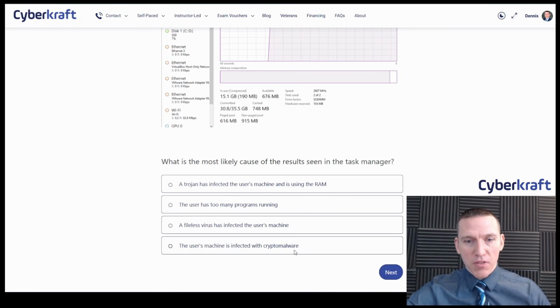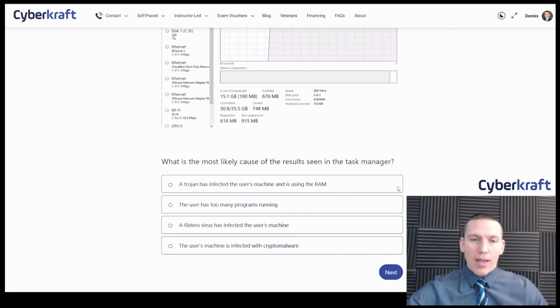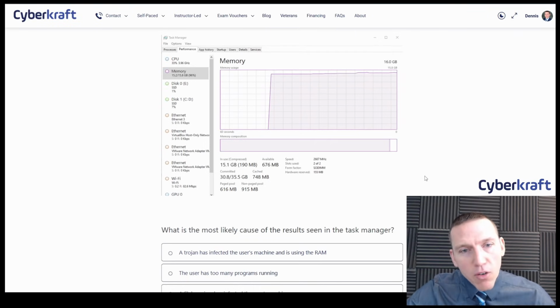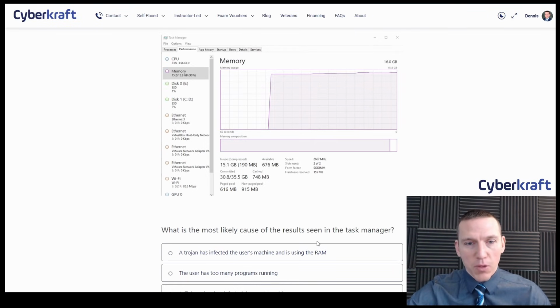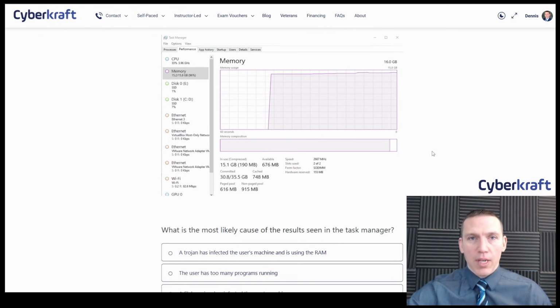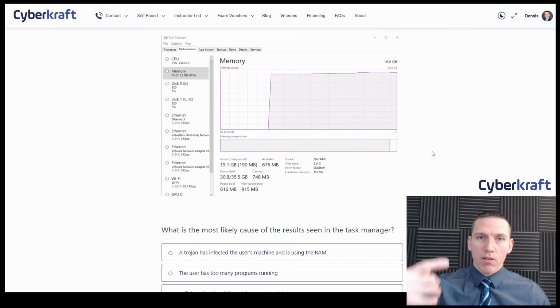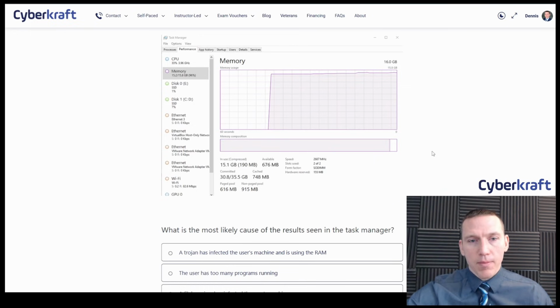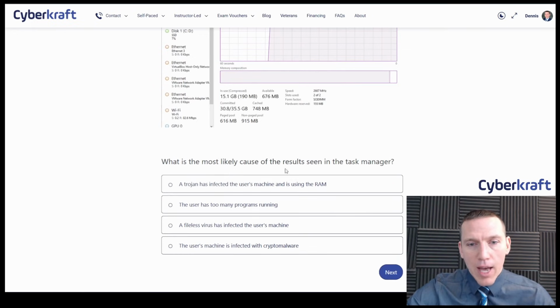A user's machine is infected with crypto malware. Okay, I know it's not crypto malware here. Crypto malware is going to be affecting the GPU, the graphical processing unit, which we don't get to see here, and the CPU, because it wants to run cryptocurrency. So of all these, these three could be possible causes, but it's either going to be this one or this one.